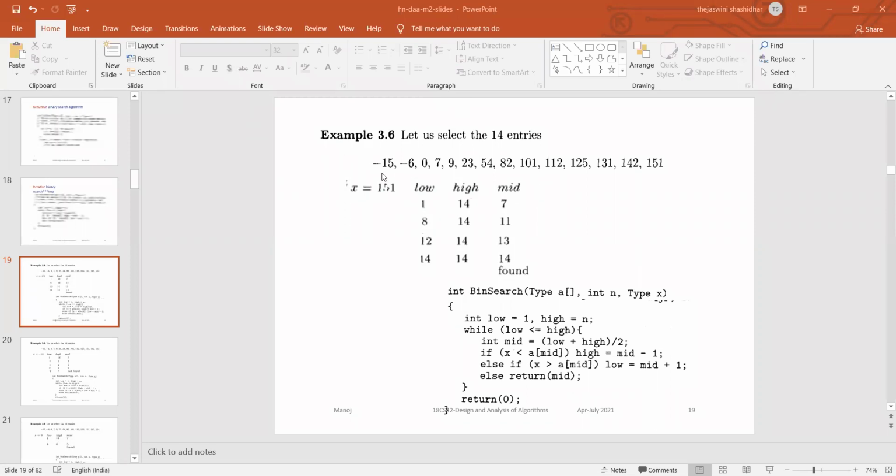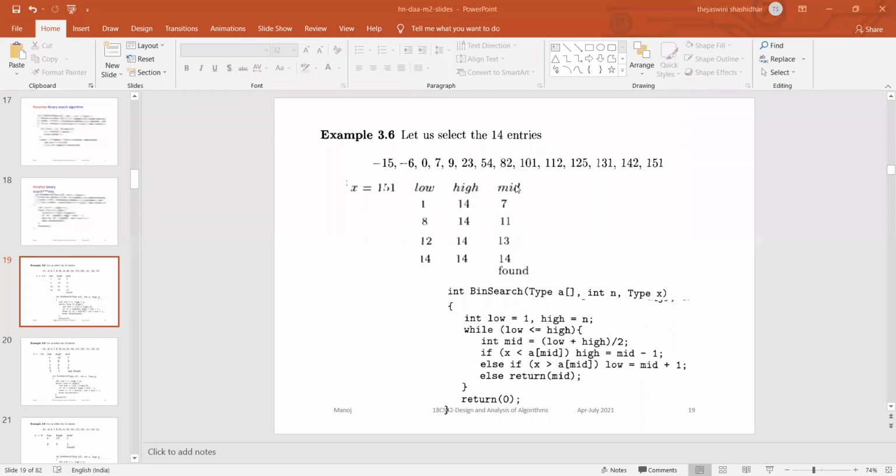Low is the pointer. Low is 1, that is the position. You are not going with A of low. A of low is minus 15, A of I is 151. That is okay, but low is equal to the first position and high is equal to the 14th position. Now I give the key element as 151.